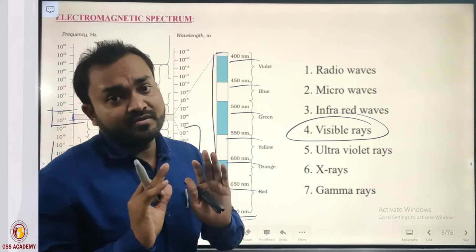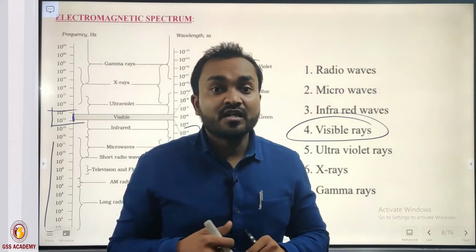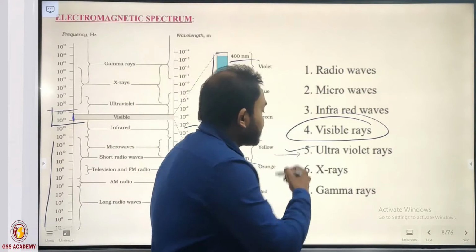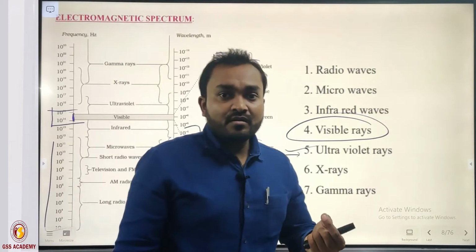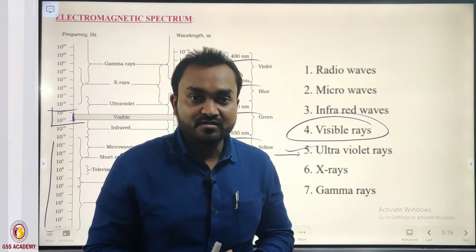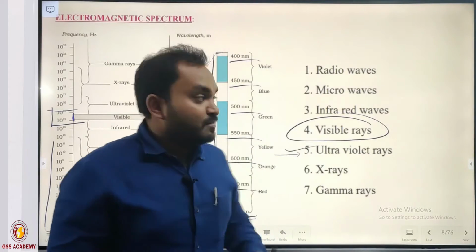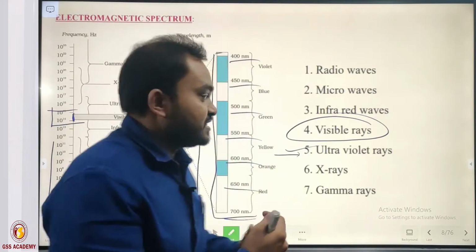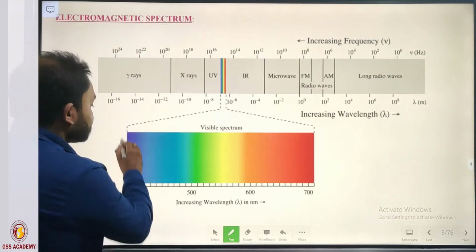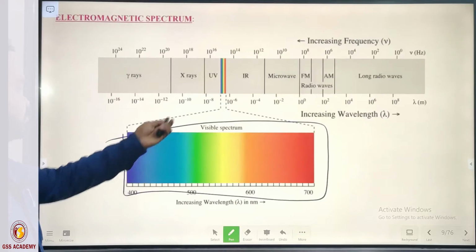We can't see these X-rays, gamma rays, radio waves, microwaves, infrared, and some ultraviolet rays. A bat can sense, a bat can see this kind of ultraviolet rays, and some other animals can see different ranges, but we human beings can only see this kind of range. This picture and this picture are the same.